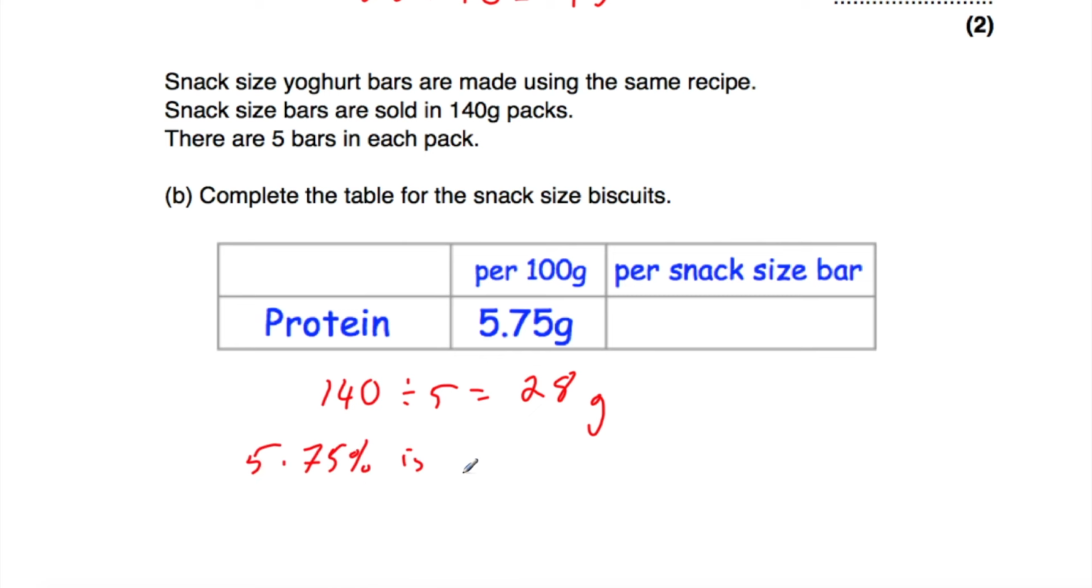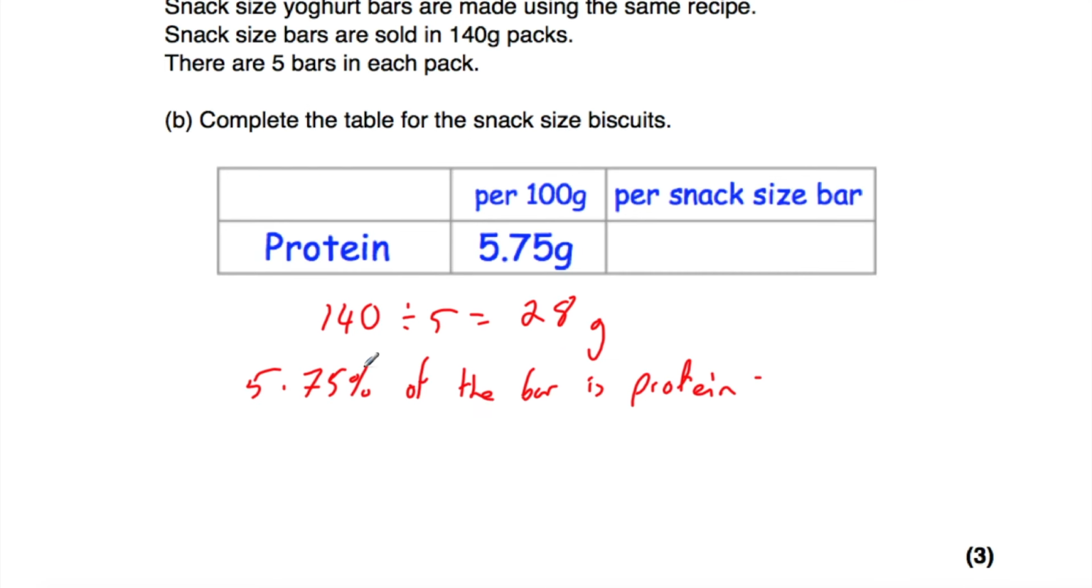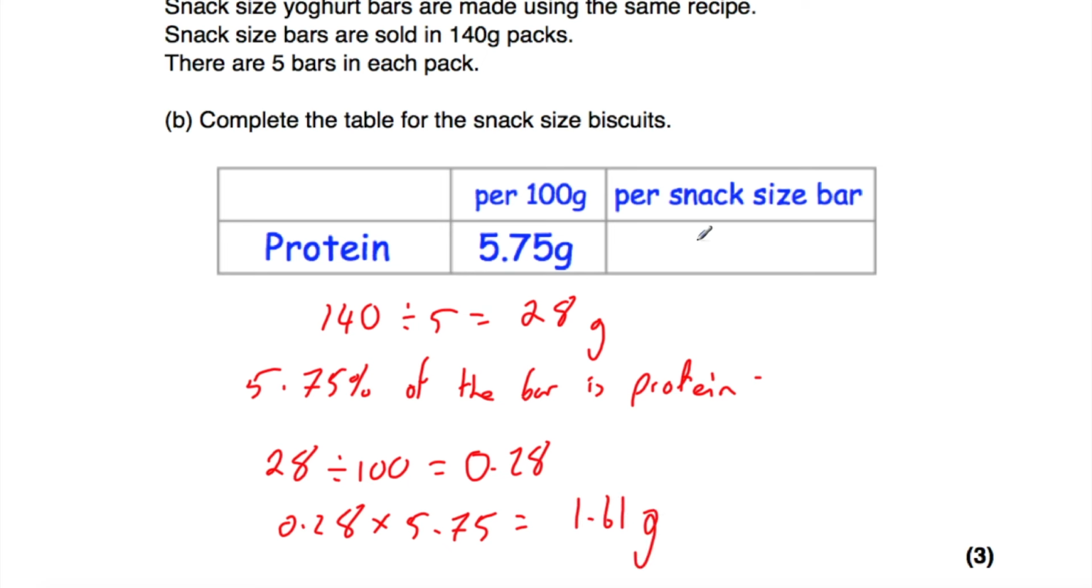Okay, so we now know that 5.75% of the bar is protein. We just need to work out what 5.75% of 28 grams is, and then that'll be how many grams of protein are in that bar. So 28 divided by 100, which is 1%, would be equal to 0.28 grams. Then if we take our 0.28 and multiply that by 5.75, that'll be how many grams of protein are in the bar. So 5.75 multiplied by 0.28 is equal to 1.61 grams of protein. So there's 1.61 grams of protein in each bar, and that's it.